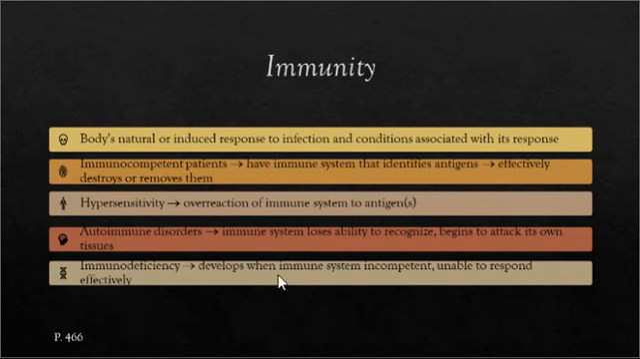Immunocompetent. Just look at the word competent. Our immune system is working effectively to destroy and remove things that are harmful to us. So that's immunocompetent. Whereas immunodeficient is when our immune system is incompetent to respond effectively. Hypersensitivity is when our immune system overreacts to things, which we call an allergic response. And autoimmune disorders, it's when our immune system loses its ability to recognize and attack, and begins to attack its own tissue.